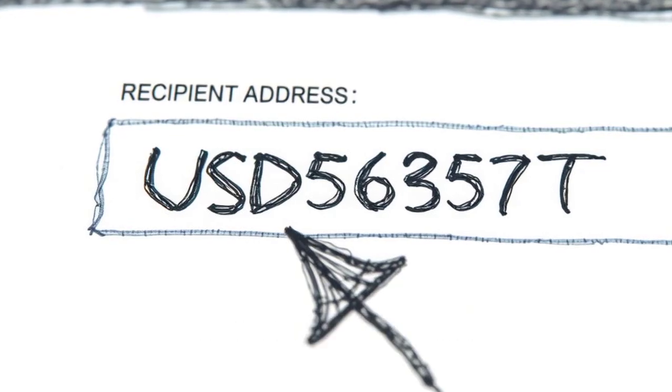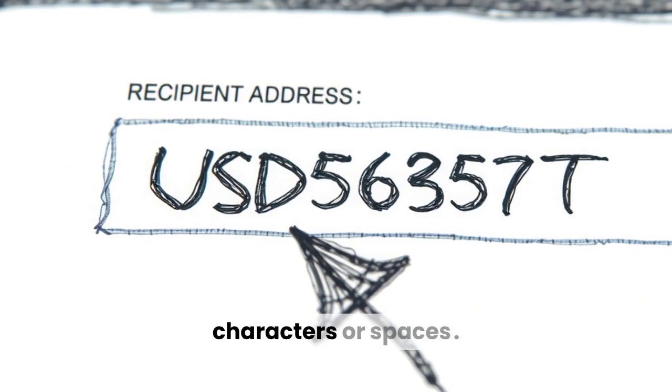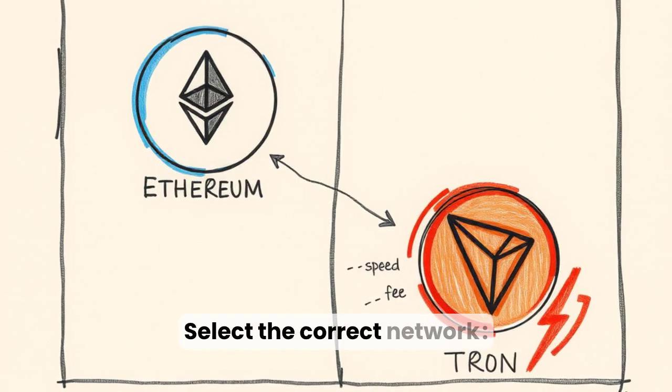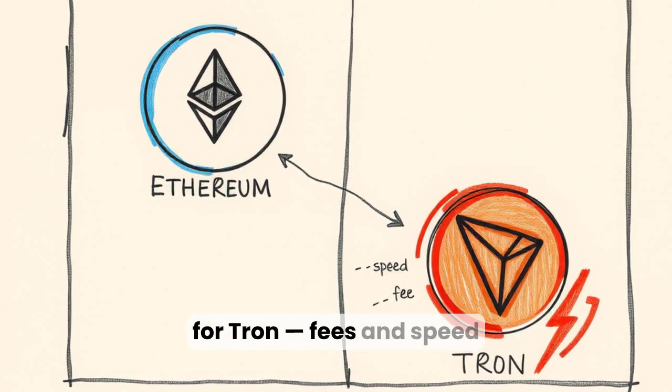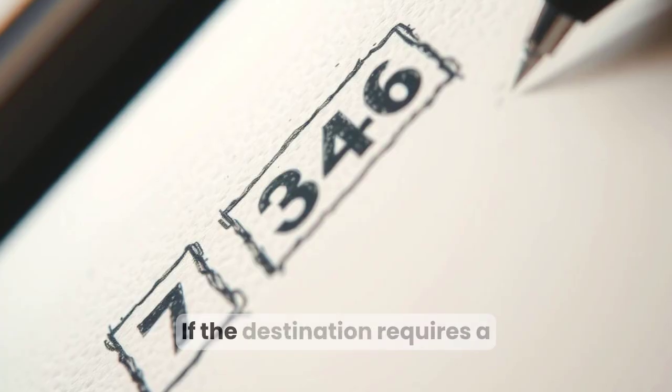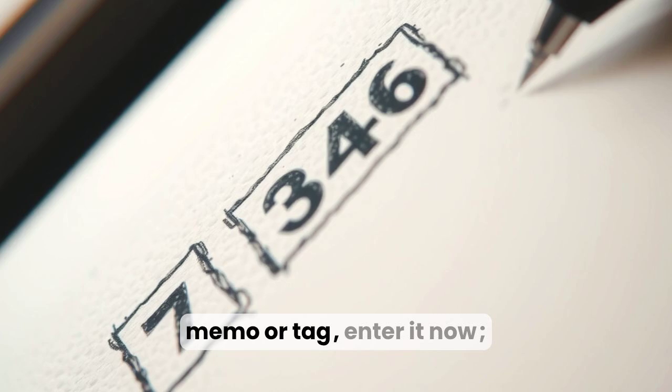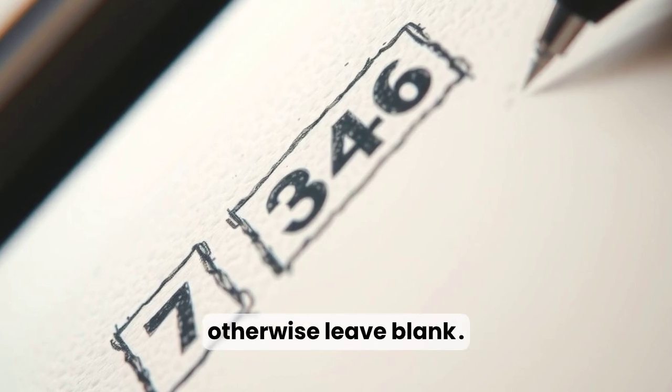Paste the recipient wallet address exactly, no extra characters or spaces. Select the correct network, ERC20 for Ethereum or TRC20 for Tron. Fees and speed differ. If the destination requires a memo or tag, enter it now, otherwise leave blank.